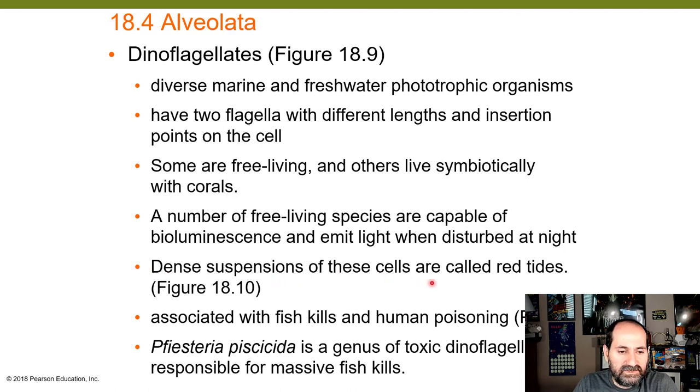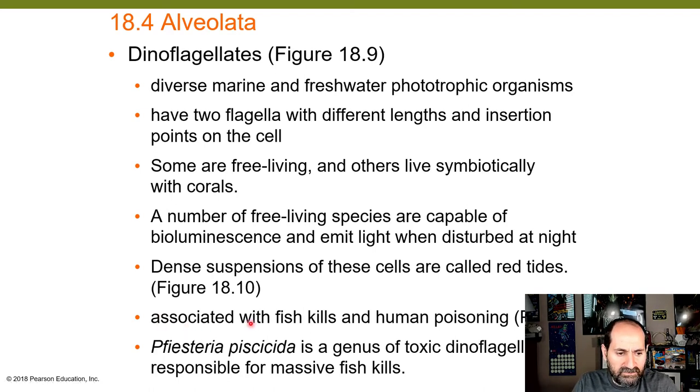Dense suspensions of these cells are called red tides. I'm going to show you a picture of red tide. Some are capable of bioluminescence and emit light when disturbed at night. These are really cool to see. If you've ever been on a beach in, say, San Diego during the diatom season, you'll see bioluminescence. Every time the waves crash in the ocean, you'll see they spark up a blue luminescent light. It's beautiful.